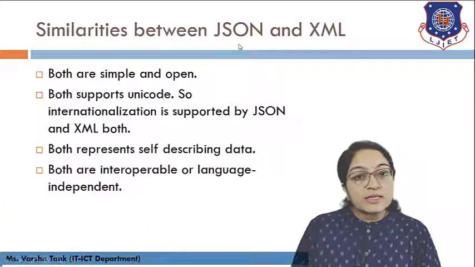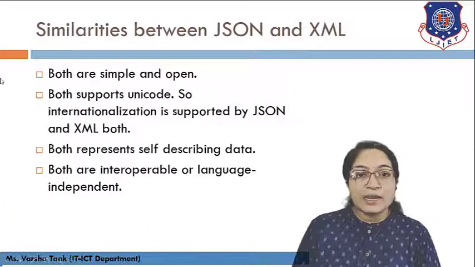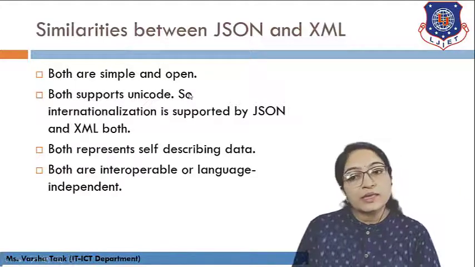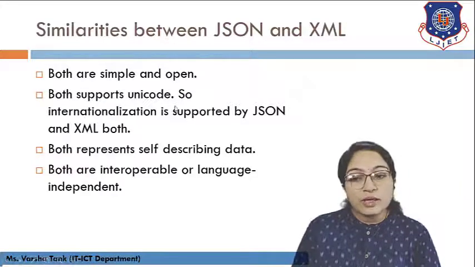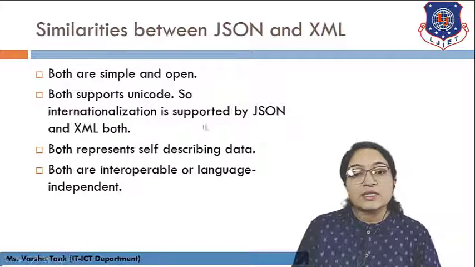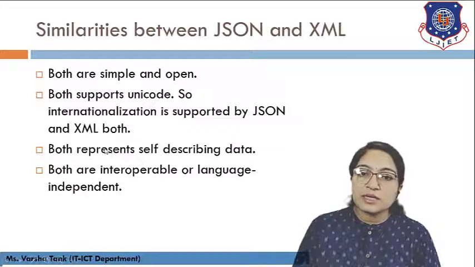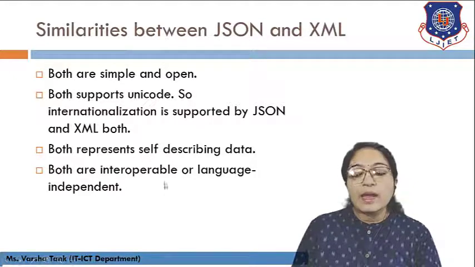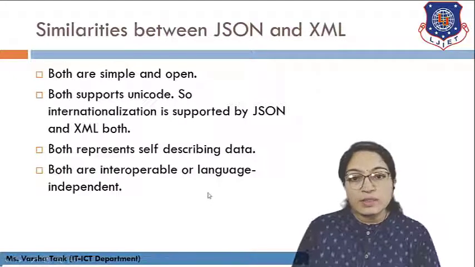Now what are the similarities between JSON and XML? Both are simple and open. Both are open source. You can use JSON as well as XML. Both support Unicode, so internationalization is supported by both JSON and XML. Both represent self-describing data and both are language independent.